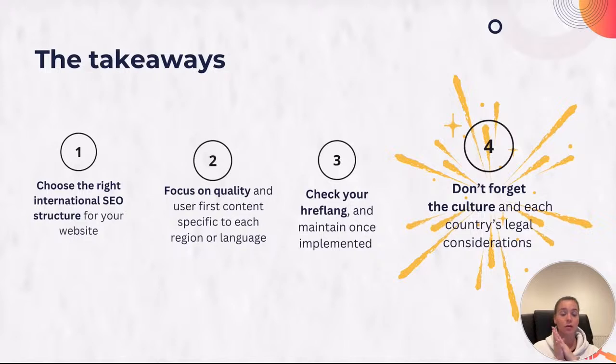The next one is focus on quality over quantity and make sure that you're publishing user-first content specific to each region or variation. The third one is check your hreflang tags and maintain them once they've been implemented. And number 4 is don't forget the culture and each country's legal and cultural considerations. This is incredibly important and this will set you apart from the crowd.